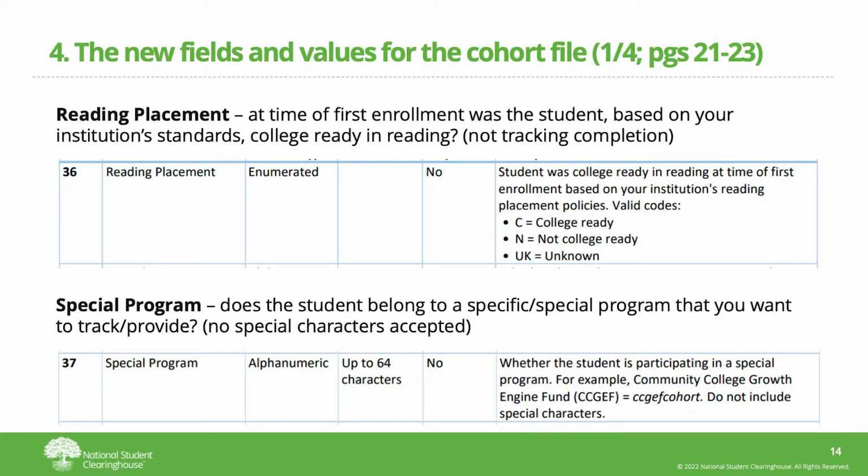One thing to acknowledge in this parentheses right here is currently we're not tracking completion of this element. So this is really just saying when the student enrolled at your college for the first time, were they college ready or not? We're not tracking, do they then complete potentially a reading preparatory class or something like that?